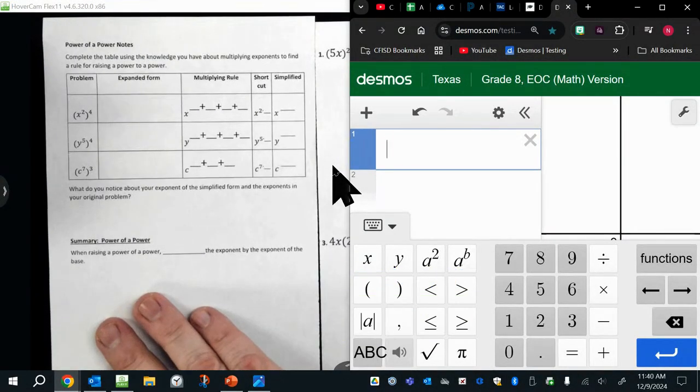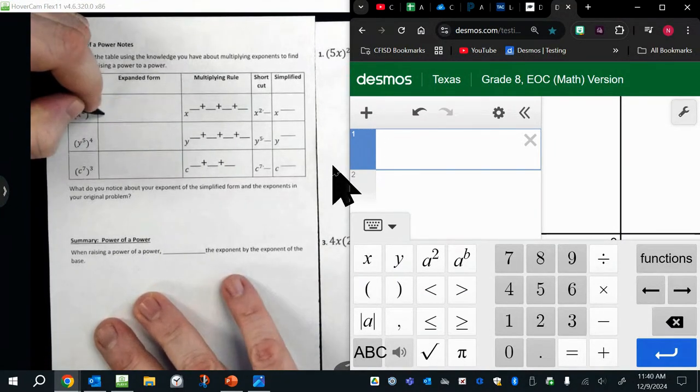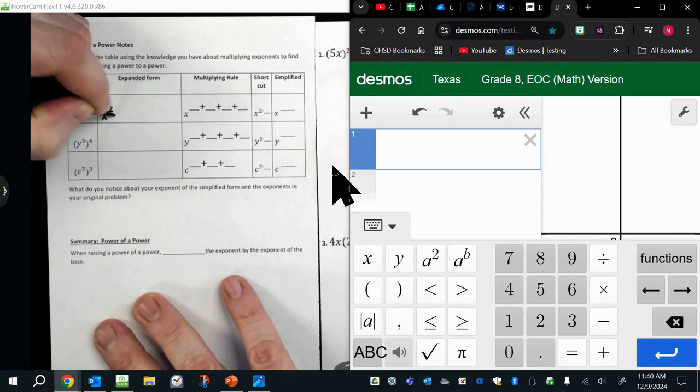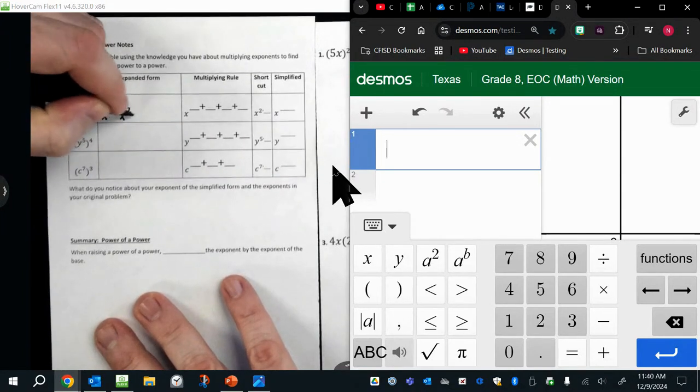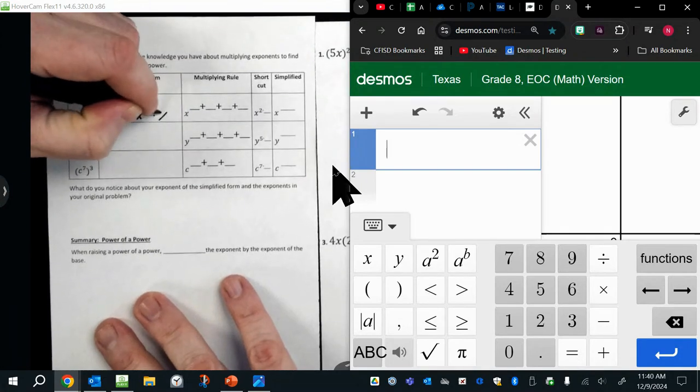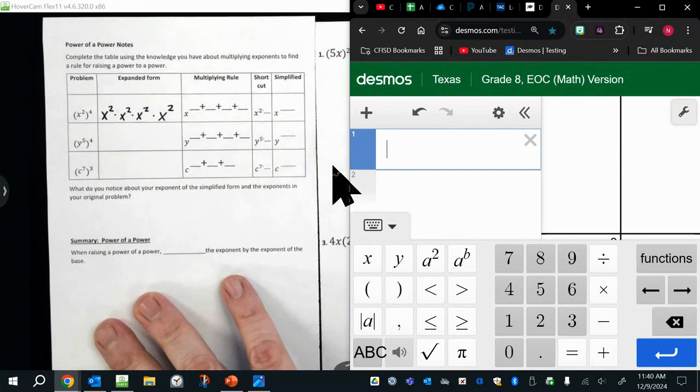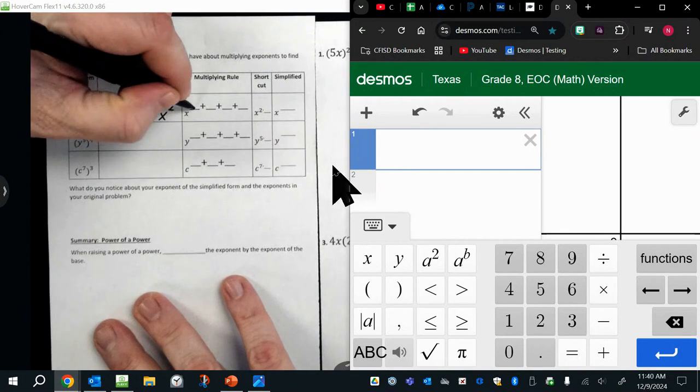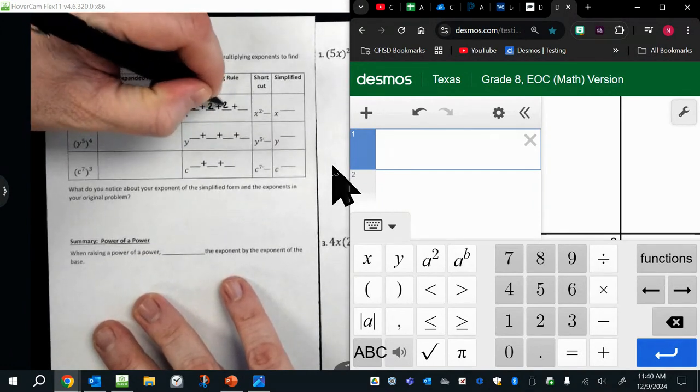So we're talking about power of a power notes today. We have x squared raised to the 4th. If I were to expand that out, this is what we're saying: x squared times x squared times x squared times x squared. Essentially, I'm writing that out 4 times. What is that really? Well, there's 2 of these, 2 of these, 2 of these, 2 of these.